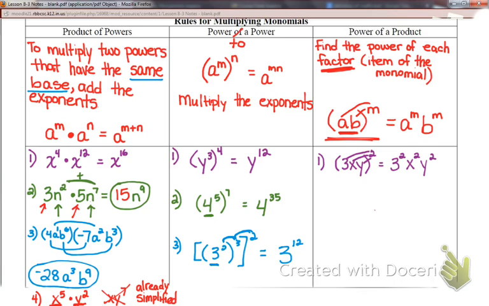Now, you do want to simplify as much as you can, and the only other thing we can do here to simplify is to actually take 3 squared, and 3 squared is 9. So you would just simplify this to be the answer 9x squared y squared, and that would be it.